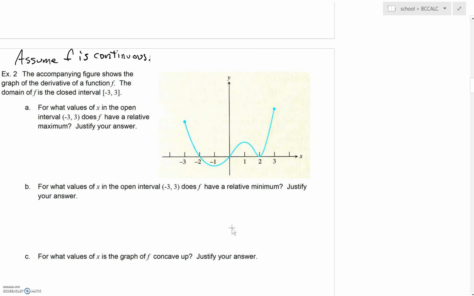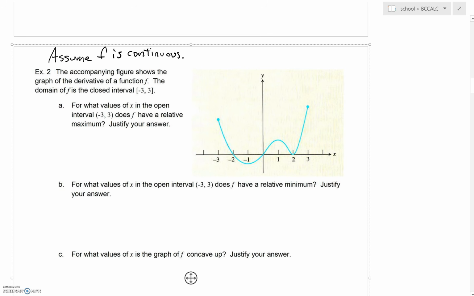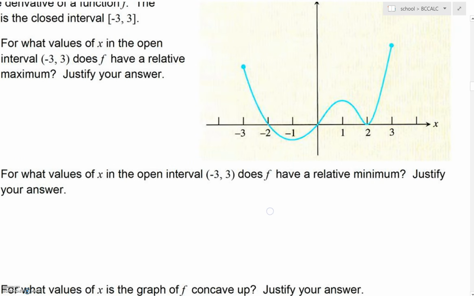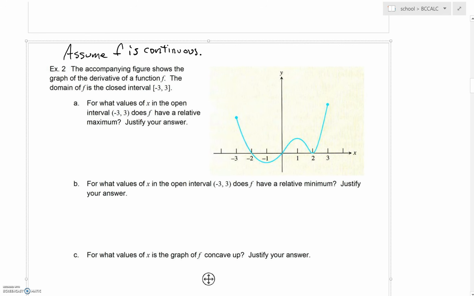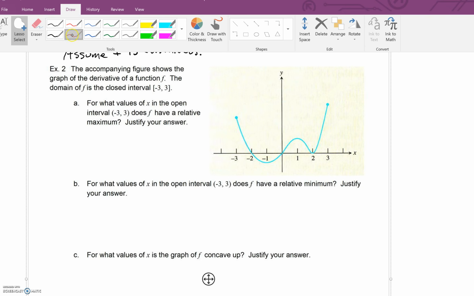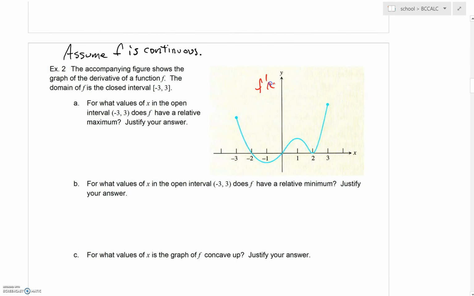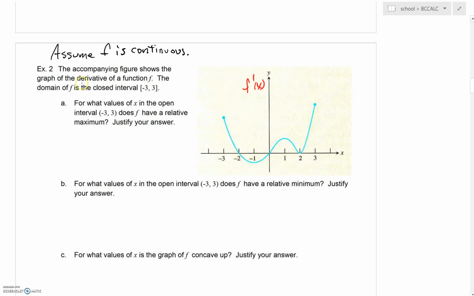Calculus BC, we have graphs of derivatives, part 2. And what we're going to do is, again, take a look at the graph of a derivative. And you can see that we've got f prime given to us. And we know that this derivative, if you just looked at it, would be continuous.